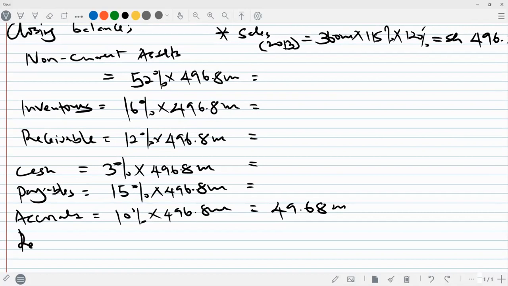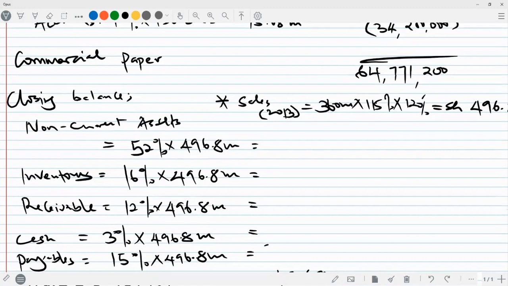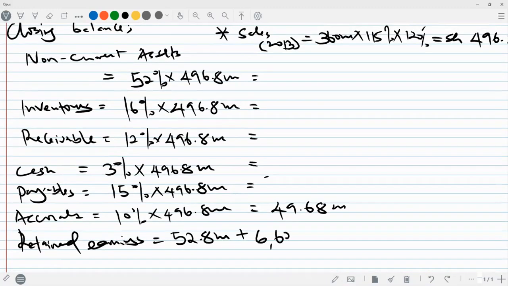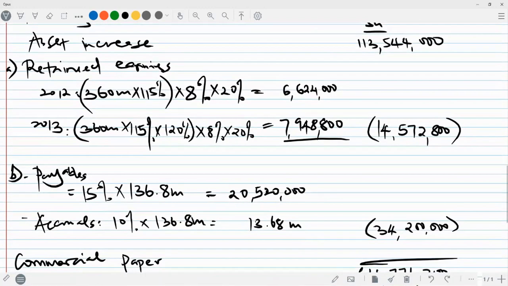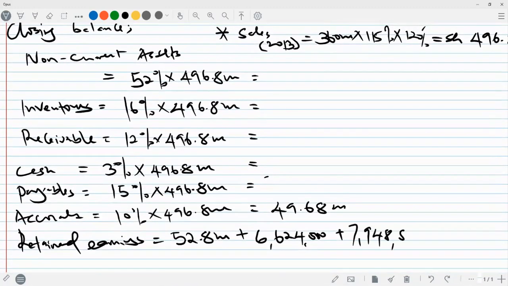Then we have retained earnings by the end of the year. It will be equal to the retained earnings at the beginning of the year, end of year 2011, which as per the balance sheet was 52.8 million, plus retained earnings for those two years, 2012, we got 66.24, plus 2013 retained earnings, we got 79.488. And that is it. And the current assets closing value.